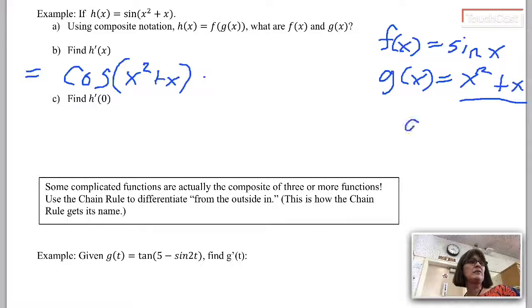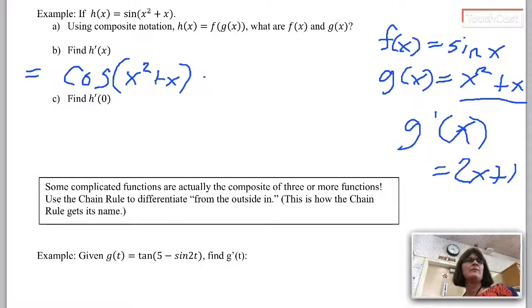Well, here's g of x. G prime of x equals 2x plus 1. This is our first example of using the chain rule with a function written in composite function notation. So if h of x is sine of x squared plus x, then h prime is the derivative of the outside function with the inside the same times the derivative of the inside function. So cosine of x squared plus x times 2x plus 1.